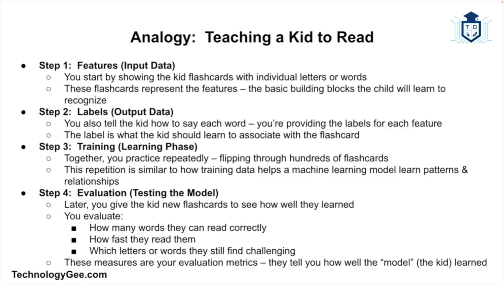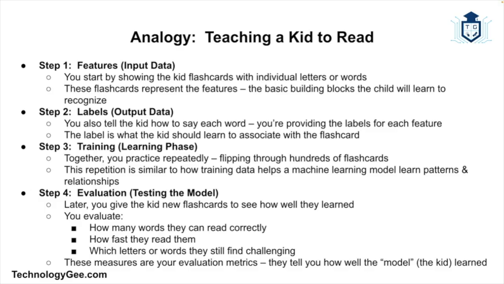So, step one, as it relates to features, this is when you show the kid flashcards with letters on them, and the letters are the features. Then we have labels. This is where you also tell the kid what each word is supposed to sound like. And once again, these are the labels. Then we have training. So, this is when you go through hundreds of flashcards together. That is your training data.